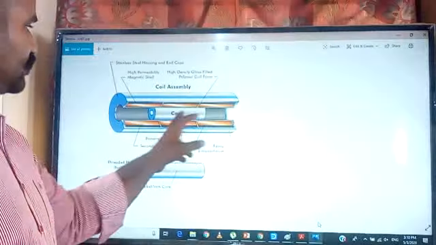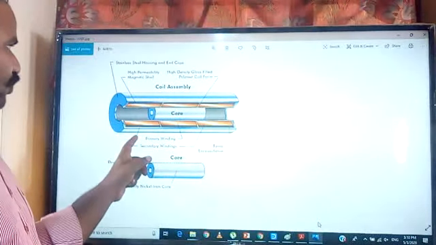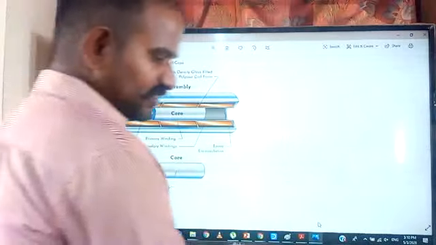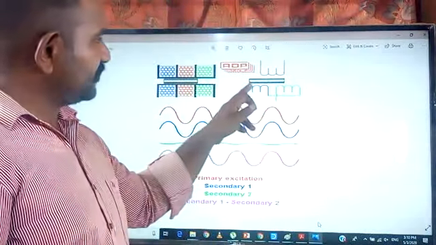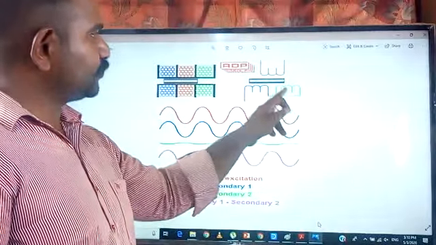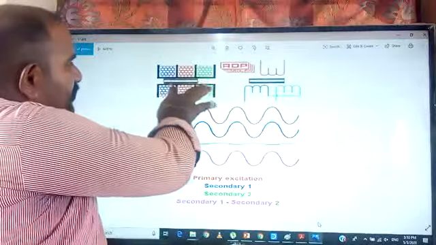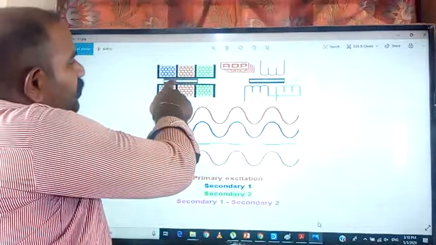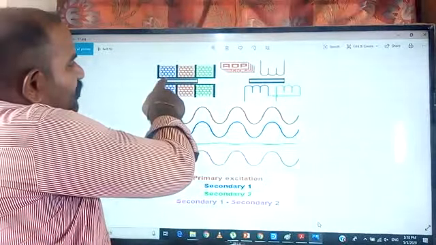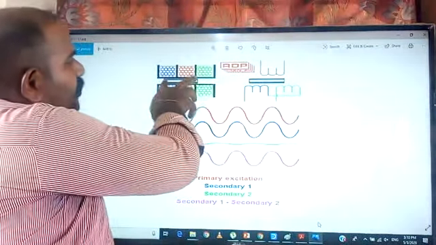Depending on the core position, the amount of flux linked from the primary coil to the secondary coils is going to change. Here we have secondary coil 1 and secondary coil 2, and a primary coil. If the core is at the reference level, the length of the core which is propagated into secondary coil 1 and the length of the core propagated into secondary coil 2 are equal.